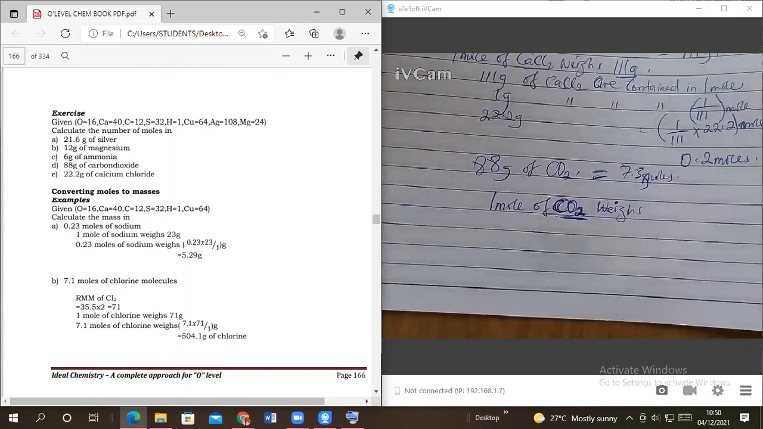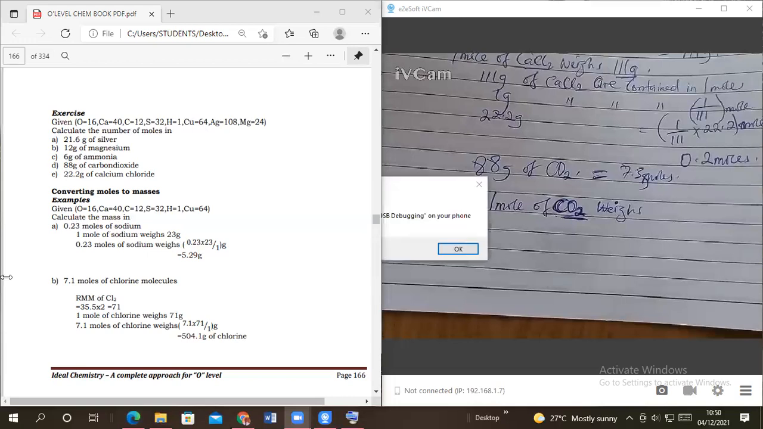Yeah, it weighs 44 grams. What about 88 grams? 88 grams equals 1 out of 44 times 88. Get for me the answer. What is the answer? 44 grams, correct? The answer is 2 moles. Thank you very much. As easy as that.